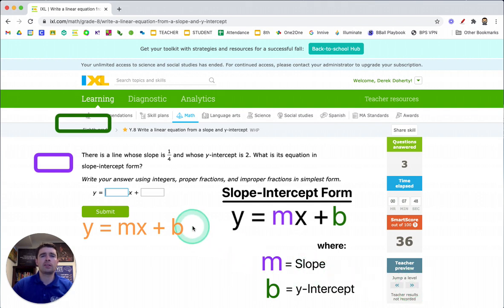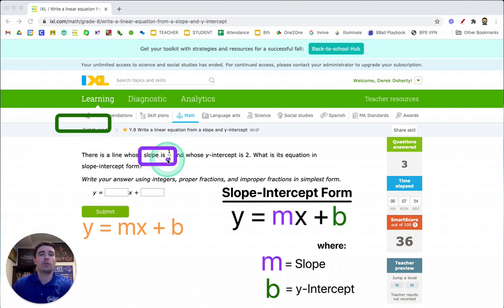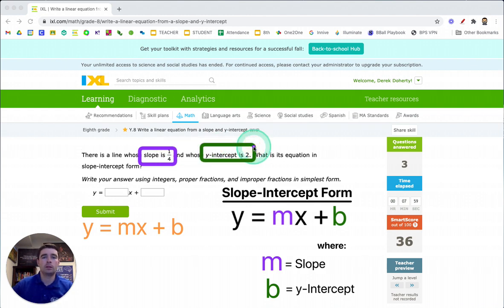Maybe here's the first somewhat tougher problem. The slope is no longer an integer or a whole number. They tell us the slope is the fraction 1/4, and that the y-intercept is positive 2. So go ahead and think about what that equation should be.